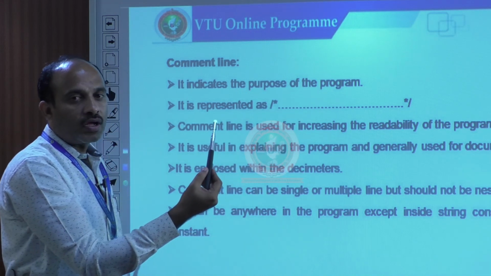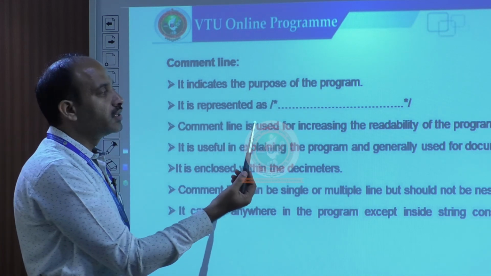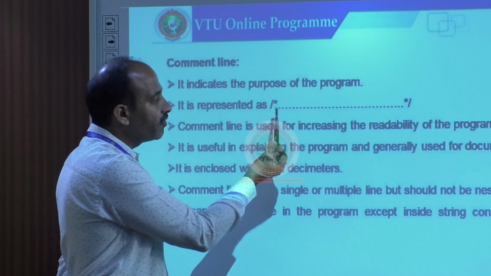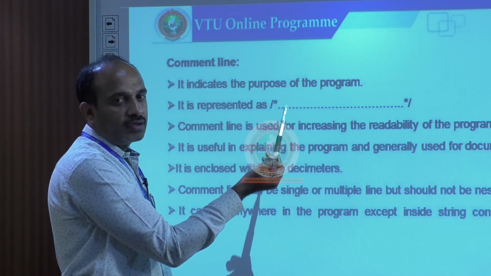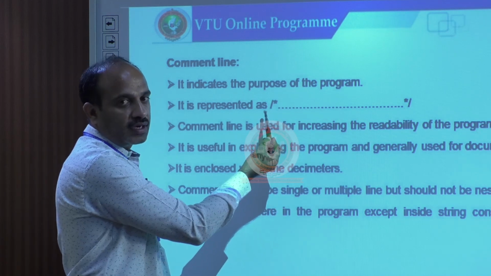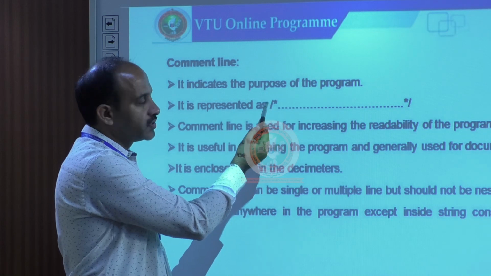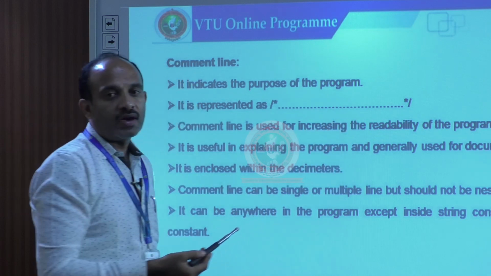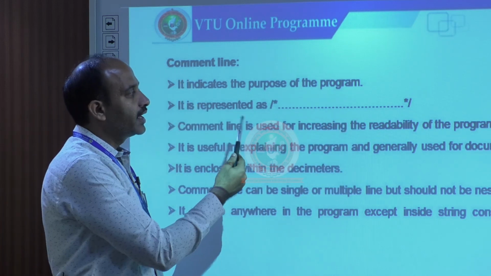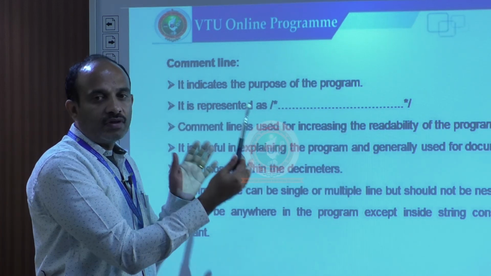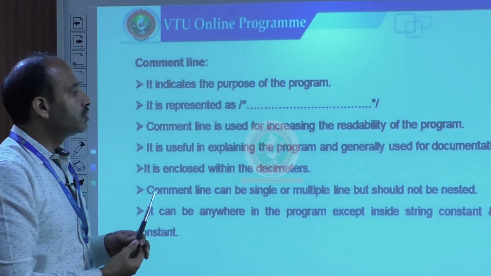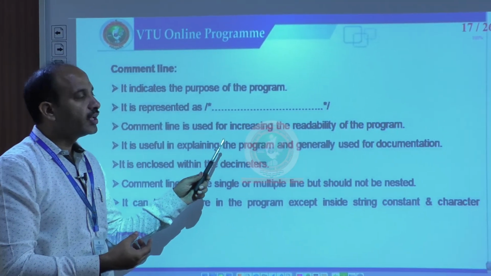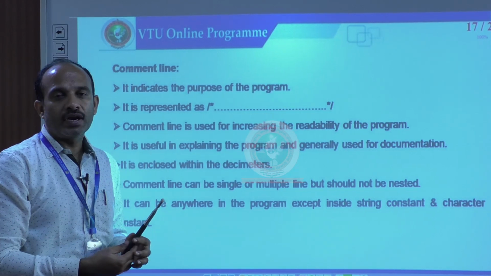That means your compiler should not consider it for execution. You need to define your commented line between this syntax or this notation, slash star, you write whatever you want, and then the star and then the slash. So, whatever you define will be a commented line. Your comment line is basically used to increase the readability of the program.